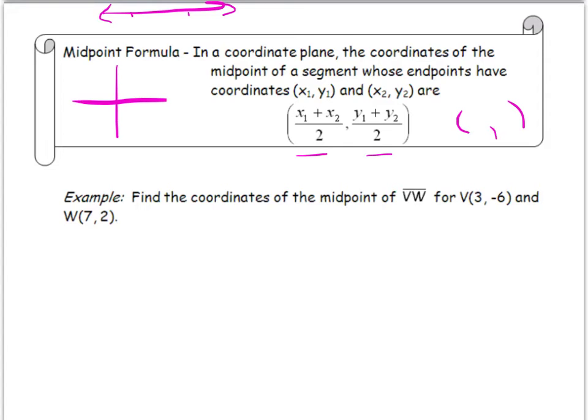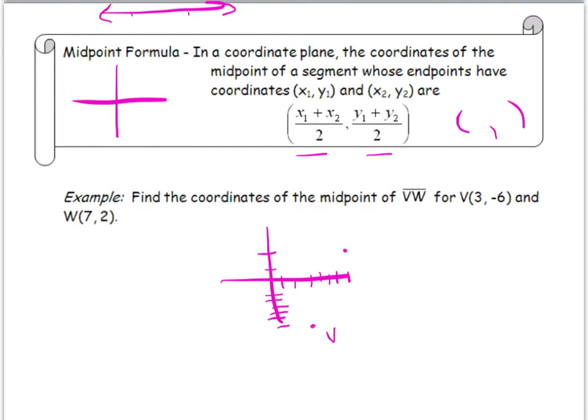Okay, so for example, find the coordinates for the midpoint of VW. Well, if you take a look here, V is at 3, -6 down here, and W is at 7, 2 up here, and they want to know what the midpoint is. Now remember, we're dealing in 2 dimensions, so you have to take your x's, add them and divide by 2, take your y's, add them and divide by 2.